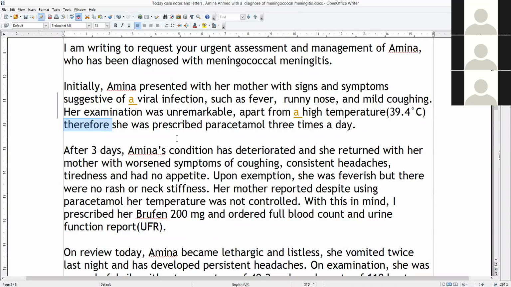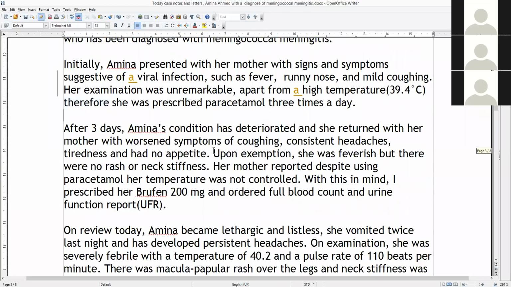And sometimes you might want to use the word subsequently, meaning following afterwards. So we'll see. After 3 days, Amina's condition has deteriorated. Now, present perfect wouldn't do. We need past perfect there. After 3 days, because it's not today, so it's still in the past. After 3 days, had deteriorated. So past perfect, not present.